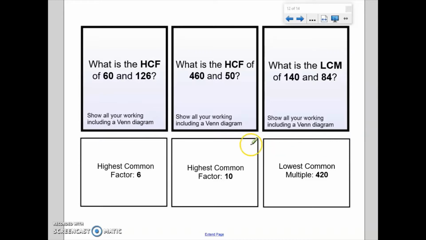Just at this point, I'll point out, try not to get confused between highest common factor and lowest common multiple. Even though highest common factor has the word highest in it, we are usually looking for a number which is a lot smaller than the numbers in the question. And even though the term lowest common multiple has the word lowest in it, we are often looking for a number that is a lot higher than the numbers in the question. So just make sure you're not getting confused with the terminology.